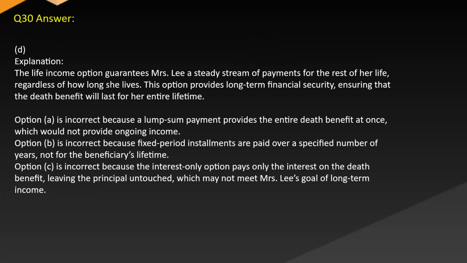Answer: D. Explanation. The life income option guarantees Mrs. Lee a steady stream of payments for the rest of her life, regardless of how long she lives. This option provides long-term financial security, ensuring that the death benefit will last for her entire lifetime.